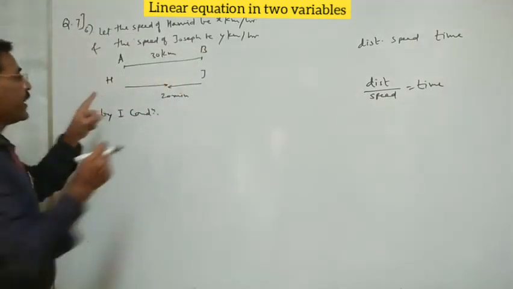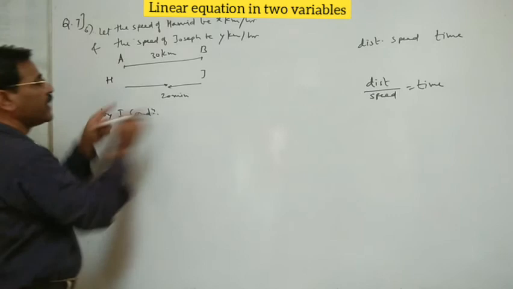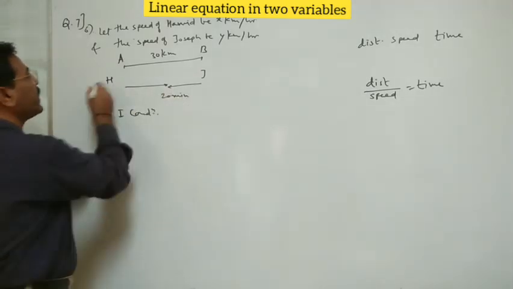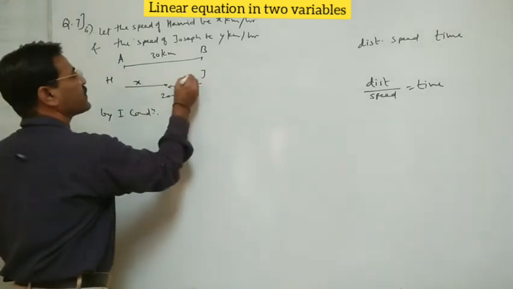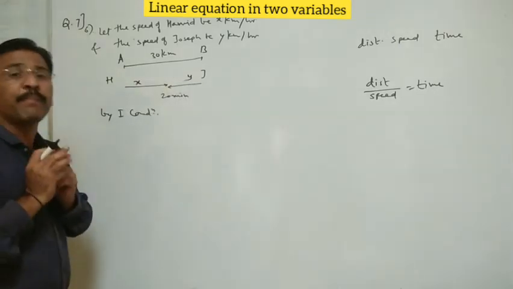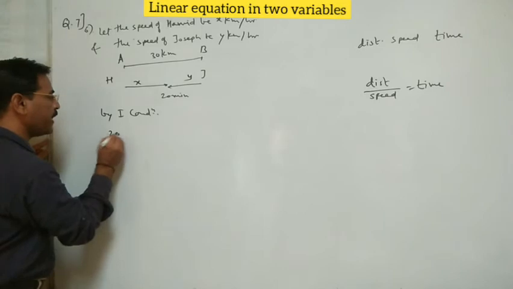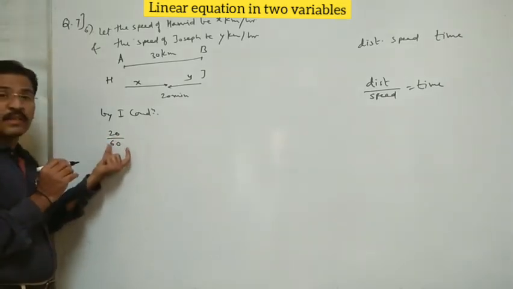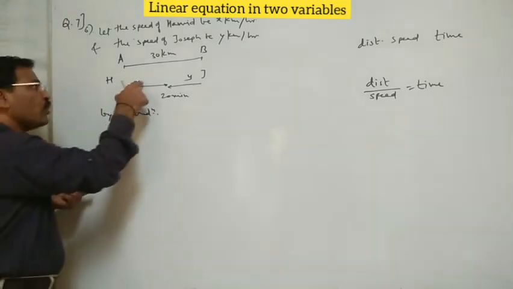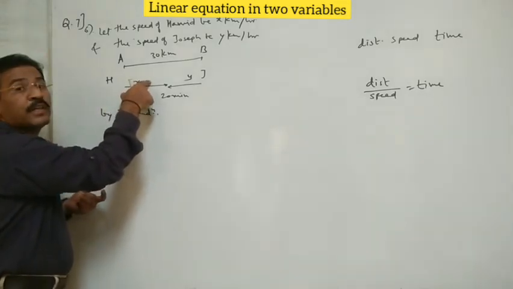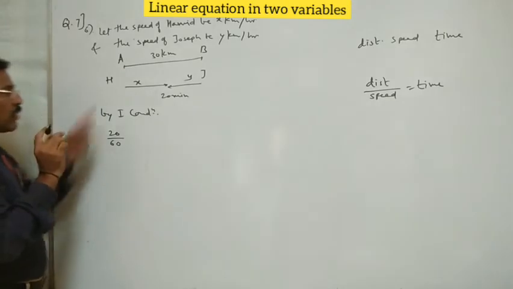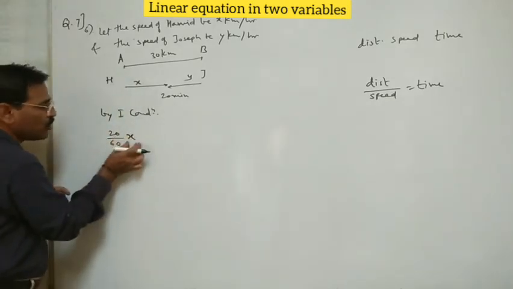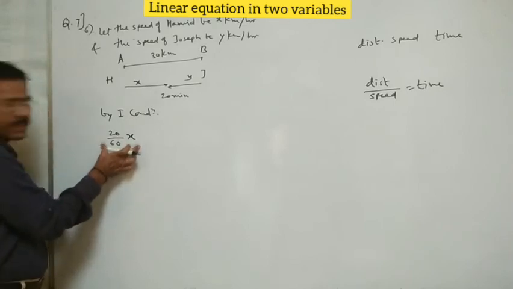Now we need here distance. So time into speed. Time is what? 20 minutes, means 20 upon 60. And speed is what? Here, Hamid's x and Joseph's y. So 20 minutes means 20 upon 60, this is time, into this is speed. Time into speed, which is nothing but distance.